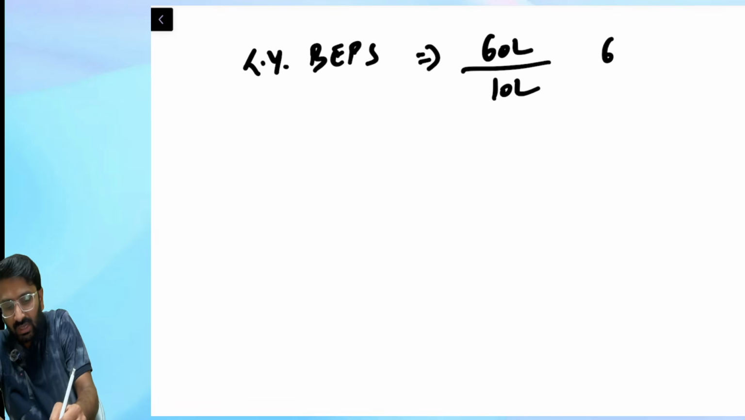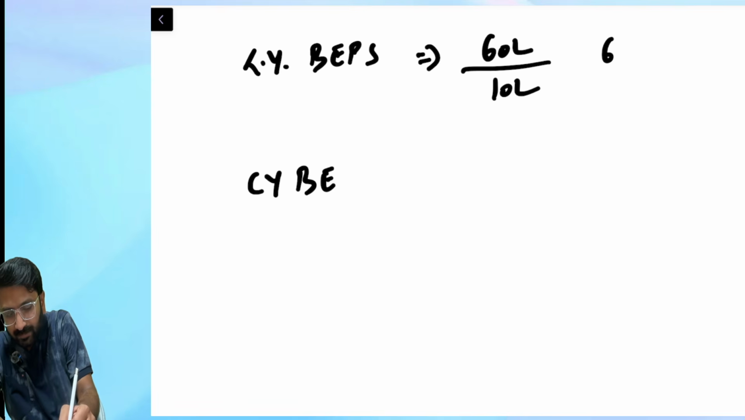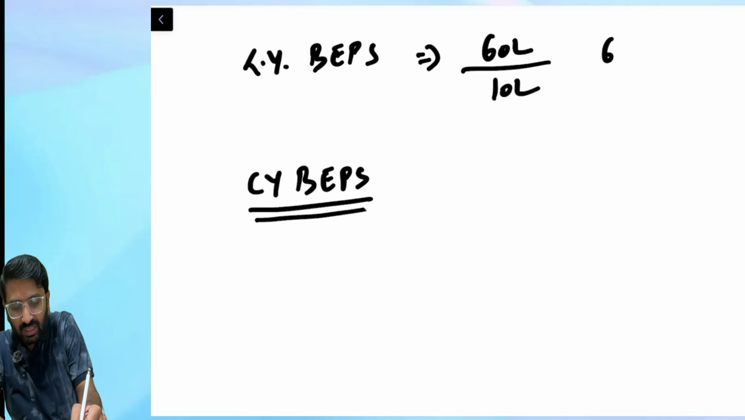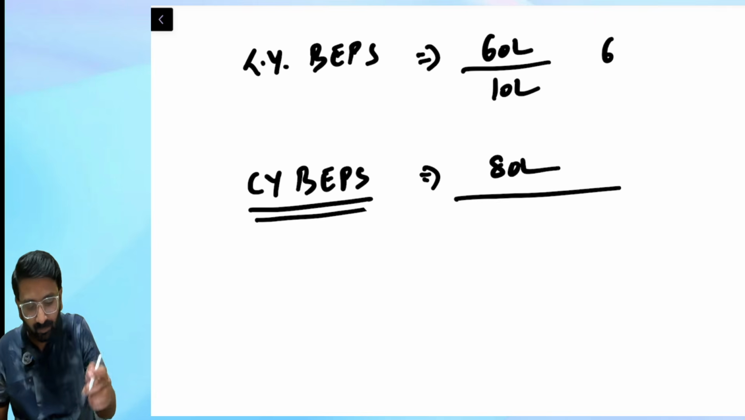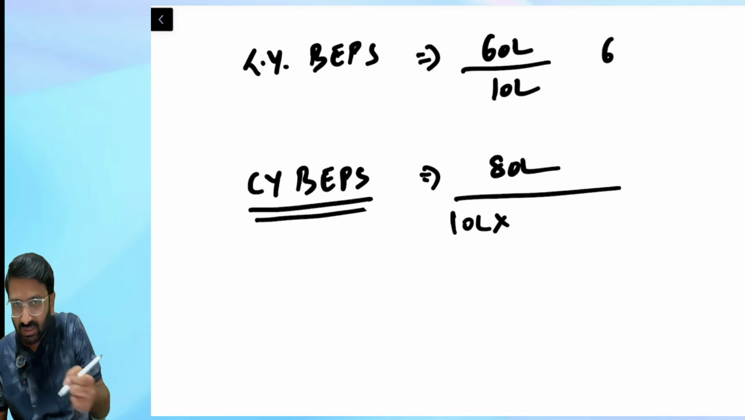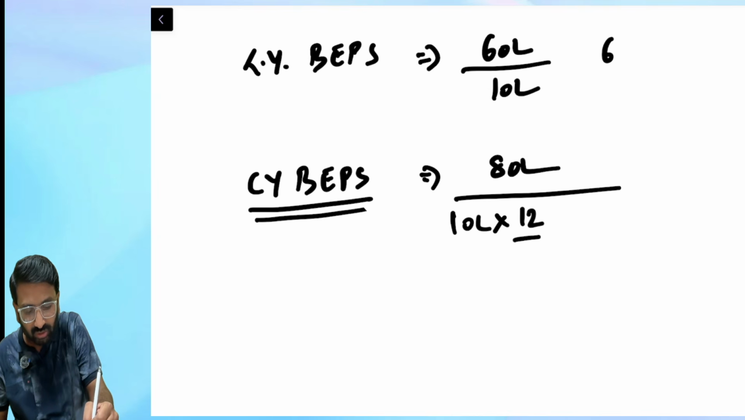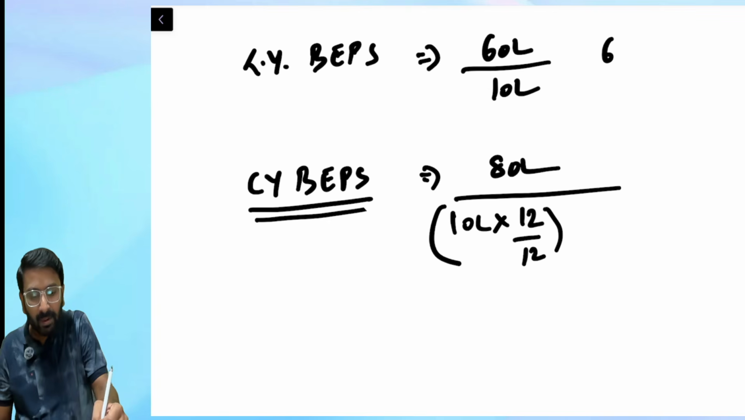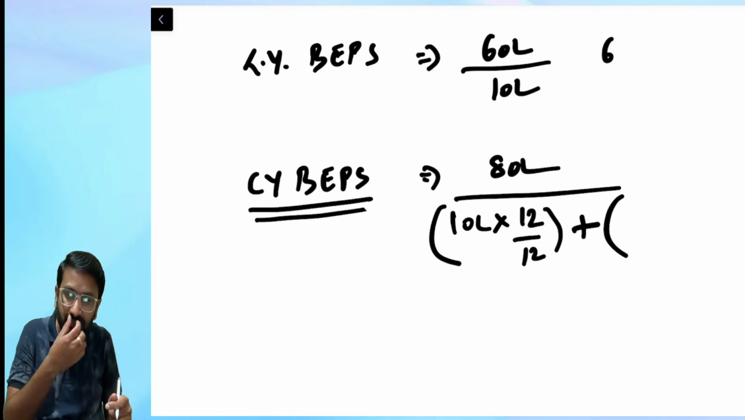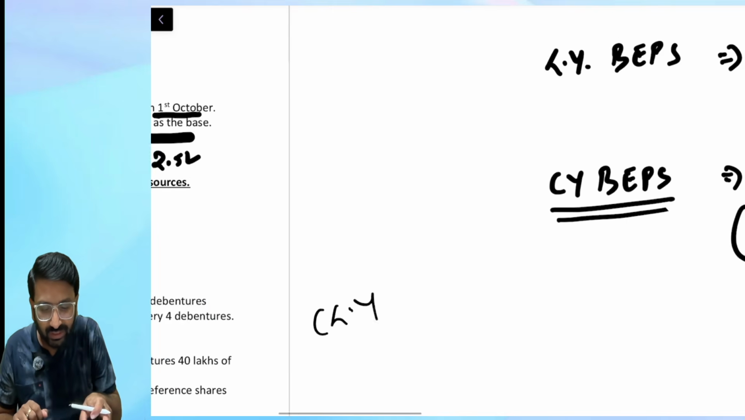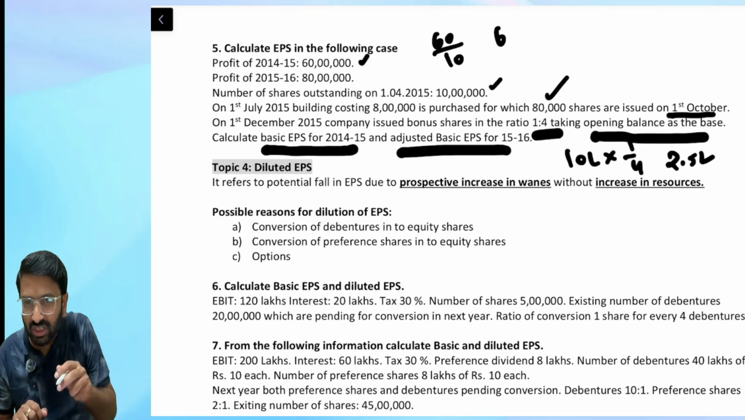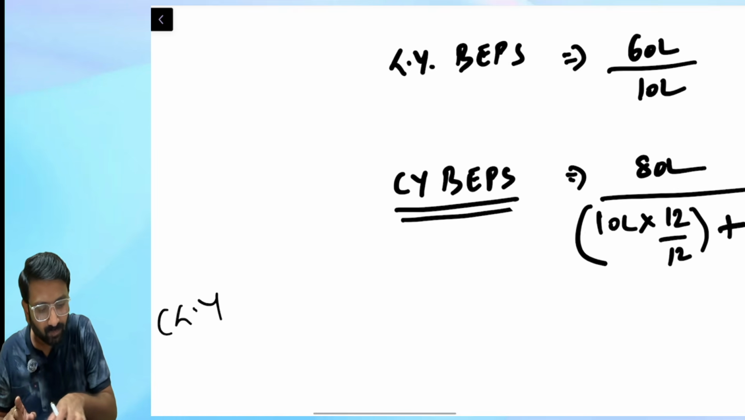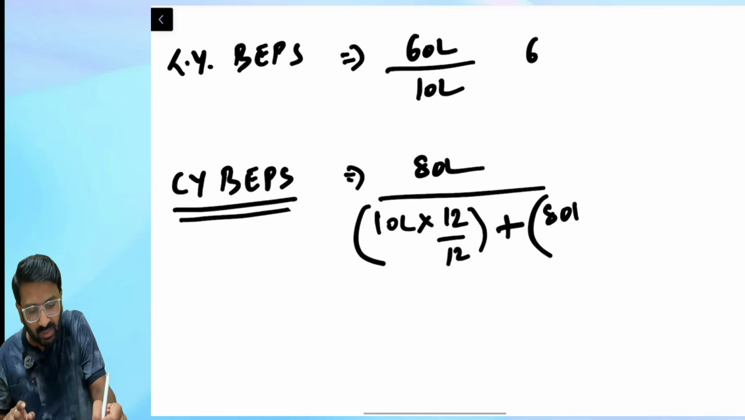This is last year. Now, coming to current year basic EPS. When I'm calculating current year basic EPS, what is the numerator? 80 lakhs is the profit, divided by the number of shares. At the beginning of the year, opening balance is 10 lakh. This is there for the entire year, so 12 by 12 is the first thing. Plus, you are issuing some shares for the purpose of purchasing an asset. How many shares are we issuing for buying an asset? 80,000 shares. And that 80,000 shares I have to consider from which month? July onwards. Can I say 9 months? So I should take 9 by 12.